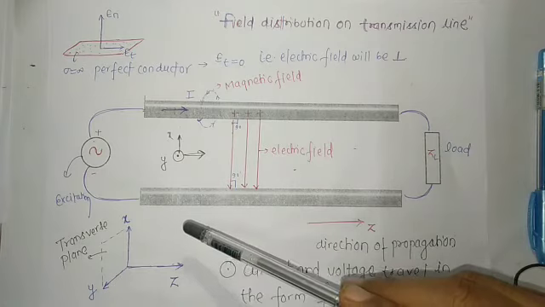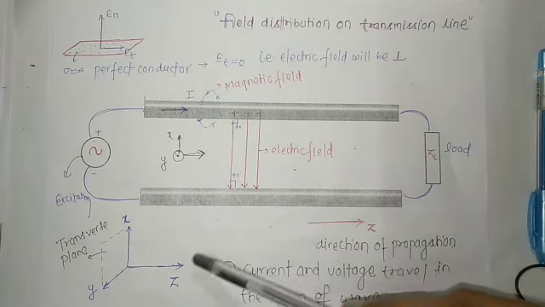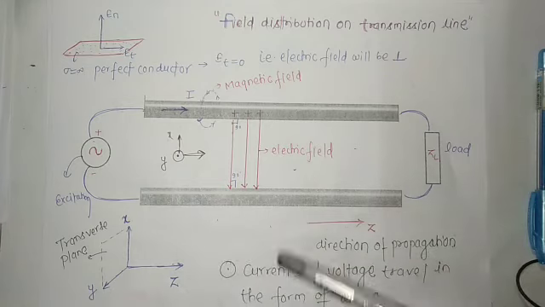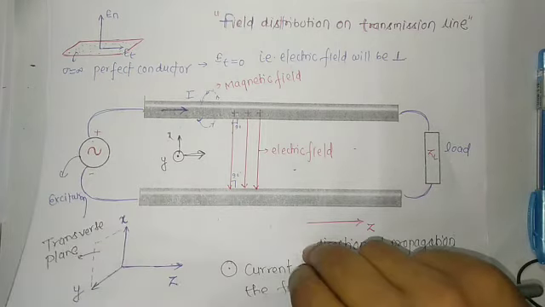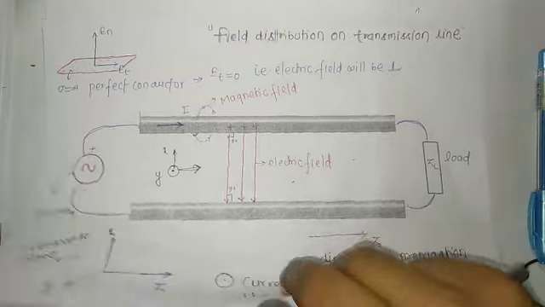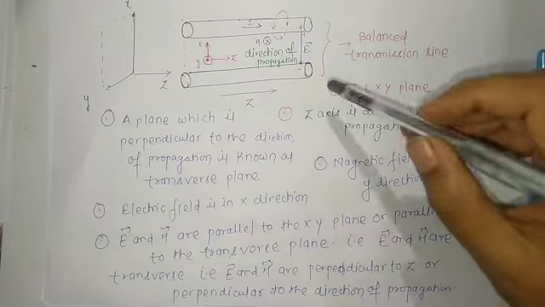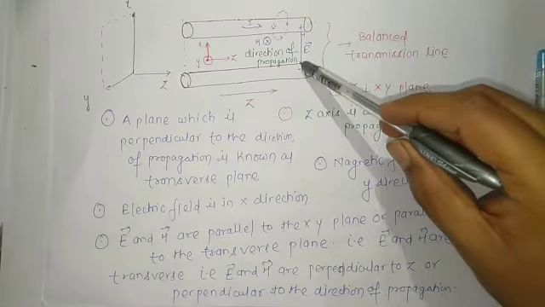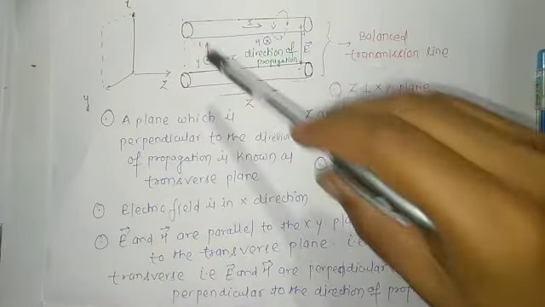Whatever the quantity, whatever the field, whatever the plane which is perpendicular to the direction of propagation, we say it is transverse. In a transmission line we have already said that the current and voltage travel in the form of a wave. Look at this figure. By inspecting this figure, I can say the electric field starts from one conductor and terminates on another conductor, and it is parallel to the x-axis.